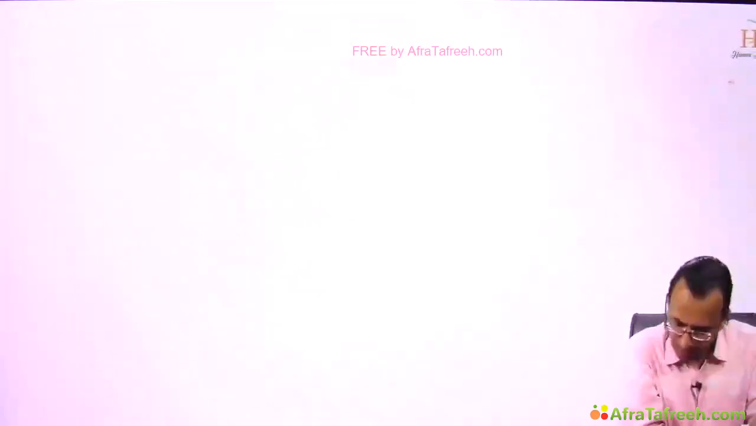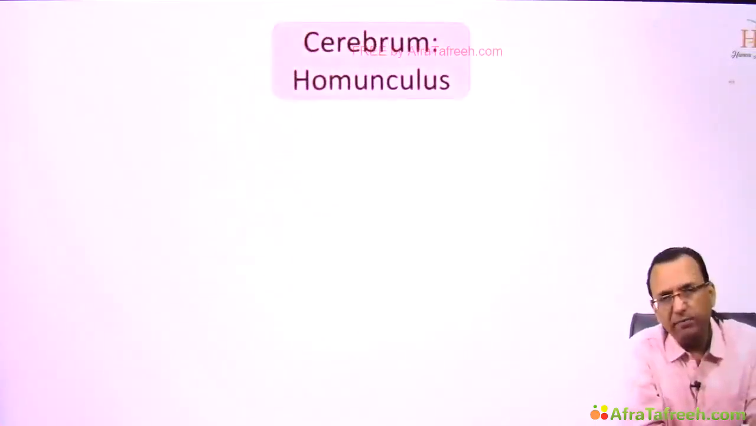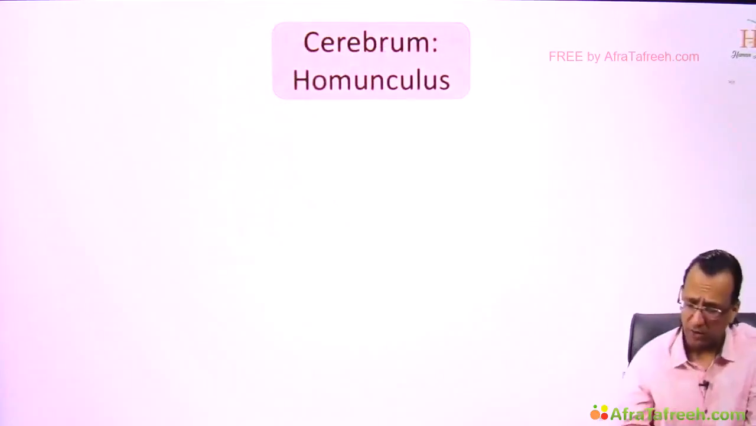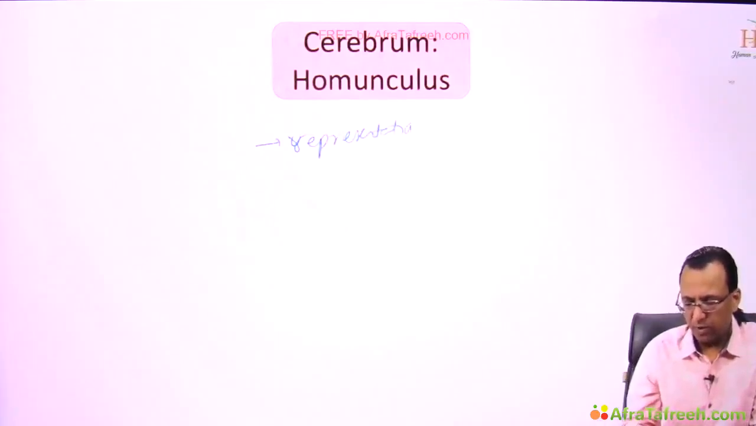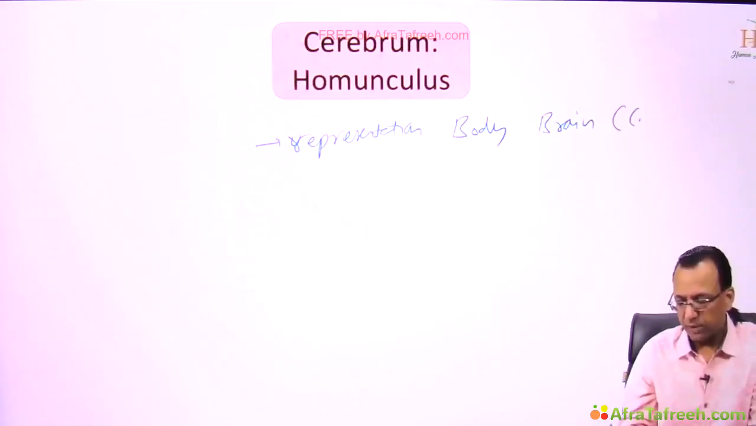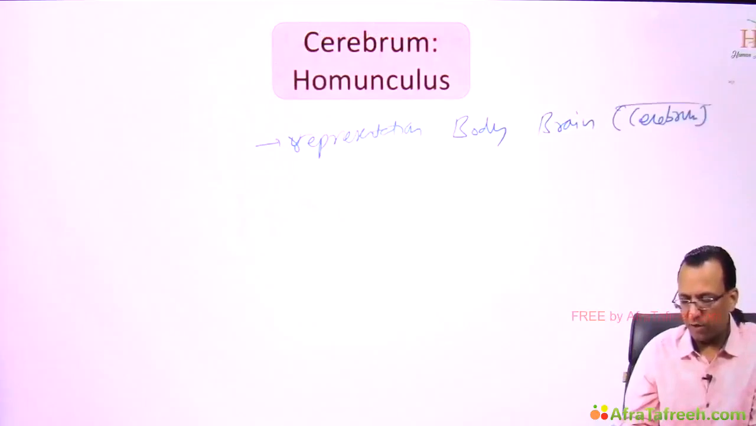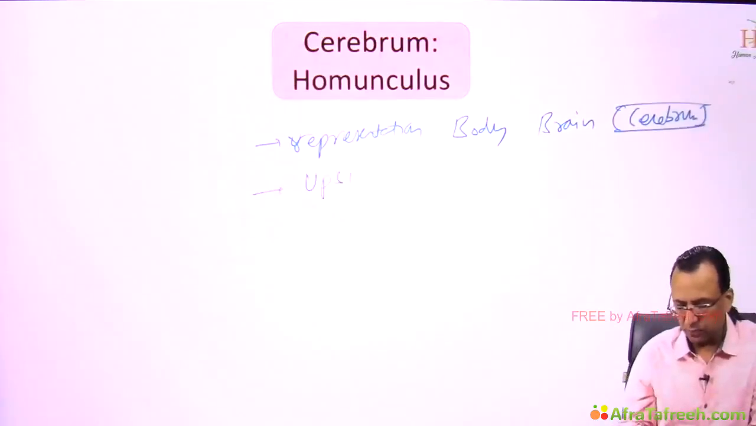Okay, let us draw the cerebrum now to discuss homunculus. But before you draw the cerebrum to discuss homunculus, you must know what is homunculus. Homunculus is the representation of the body on the brain. Which part of brain? Cerebrum. So if you are representing the body on the cerebrum, it is actually upside down. What is upside down?